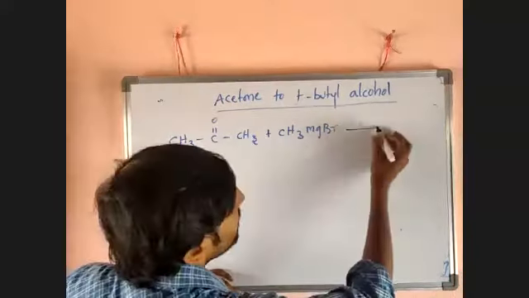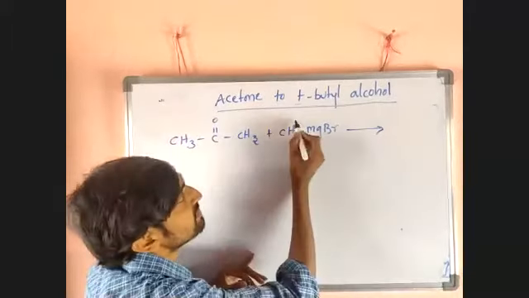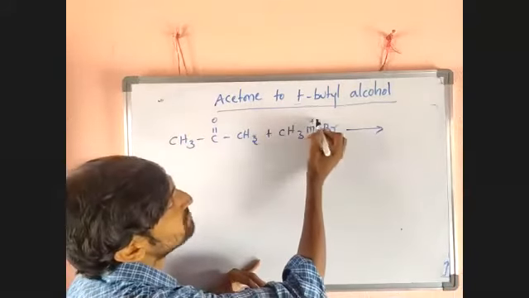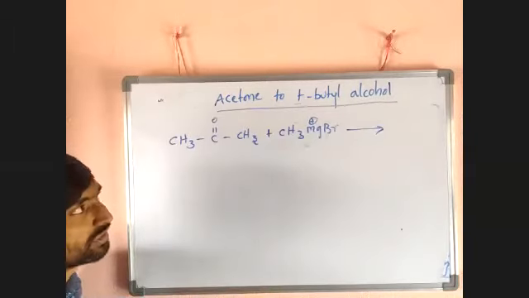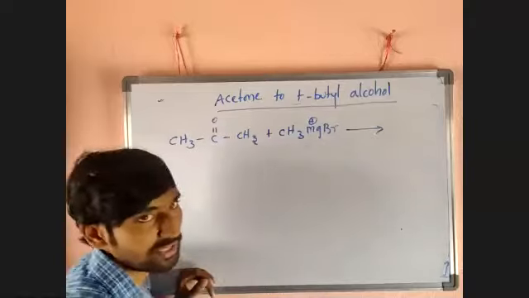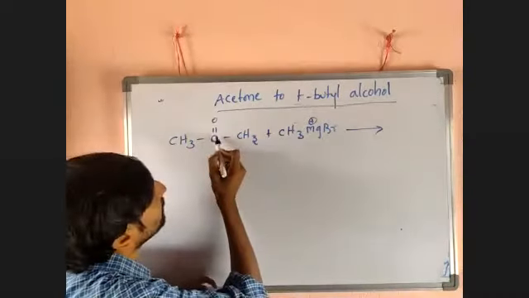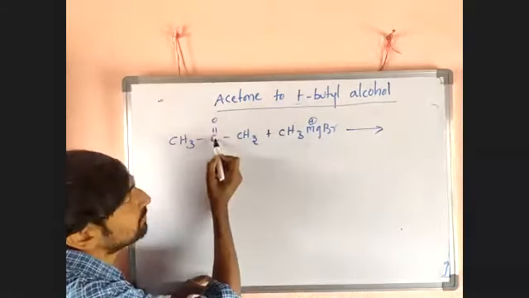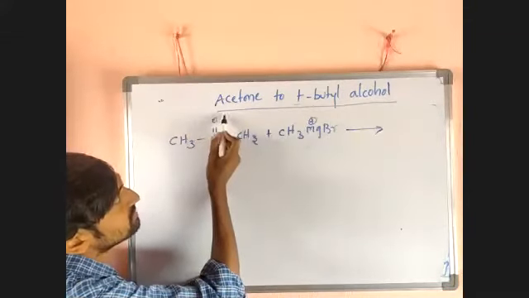Now I told you, guys, in Grignard reagent, Mg is always positive and the remaining carbon part is negative. I told you a number of times. Now, if you take this carbon, oxygen is more electronegative than the carbon. So this oxygen will get negative charge.